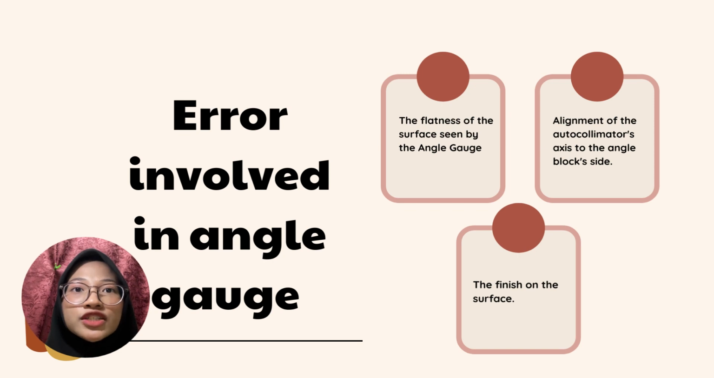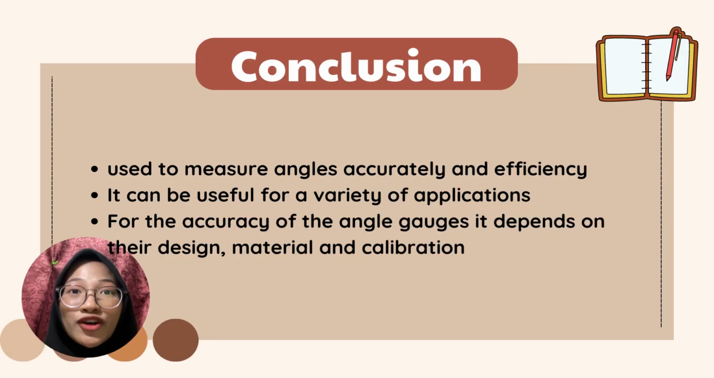For the finish on the surface, scratches on the gauge surfaces of some autocollimators can cause erroneous readings by diffusing the deflected light. In conclusion, an angle gauge is a tool used to measure angles accurately and efficiently. Also, it can be useful for a variety of applications, including woodworking, metalworking, construction, and automotive repair, which is the engineering field.